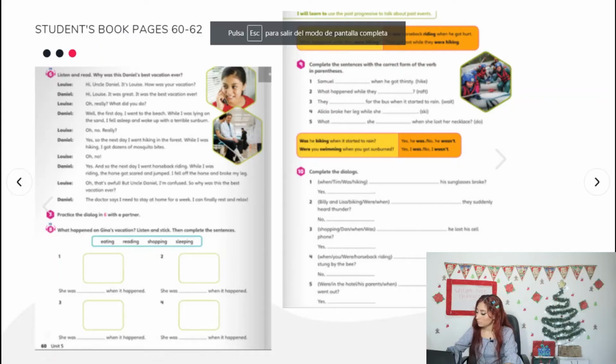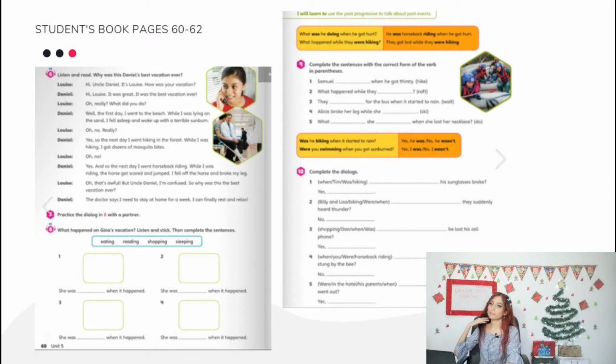Student's Book, page 60, Activity 6. Listen and read. Why was this Daniel's best vacation ever? Hi, Uncle Daniel. It's Louise. How was your vacation? Hi, Louise. It was great. It was the best vacation ever. Oh, really? What did you do? Well, the first day I went to the beach.